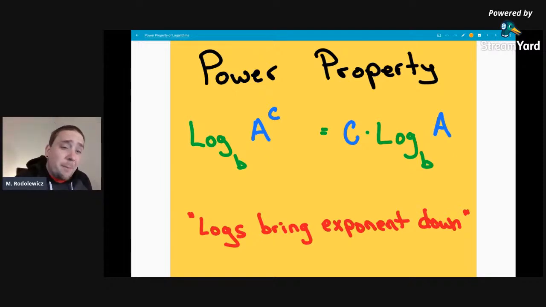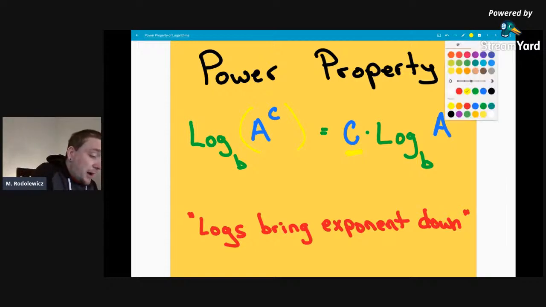All right. The power property says if you have a single logarithm, any base b, of a raised to the c power, so inside here you have something raised to a power, then you can break that up into whatever that power is times the logarithm base b of a. Weird, crazy. Look at it for a minute. See if you can digest what it's saying. But I gave a hint underneath it. Basically, logarithms bring exponents down.